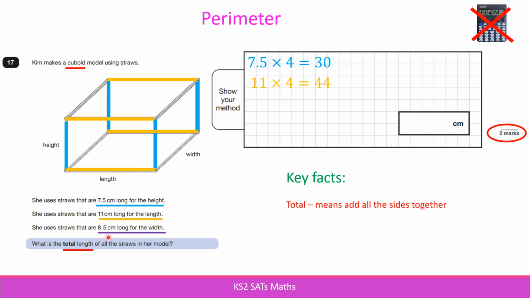Then I've got 8.5 for the width. So I'm going to do a similar thing on the width. So I've got an 8.5 plus an 8.5 plus an 8.5 plus an 8.5, or 8.5 times by 1, 2, 3, 4. So 8.5 times by 4 will give you the distance of these purple ones.